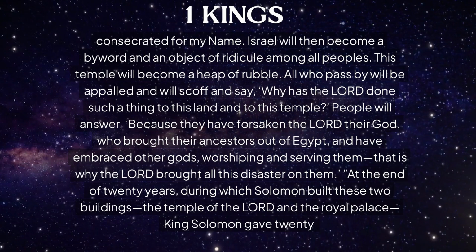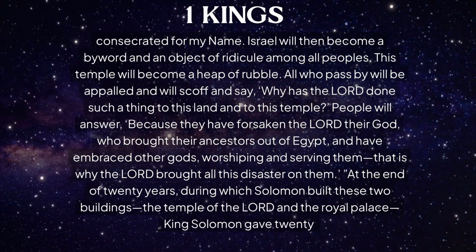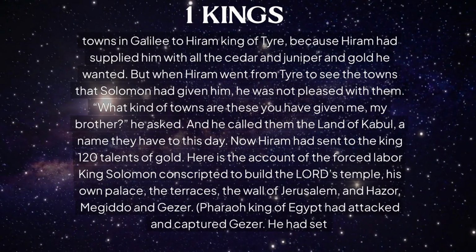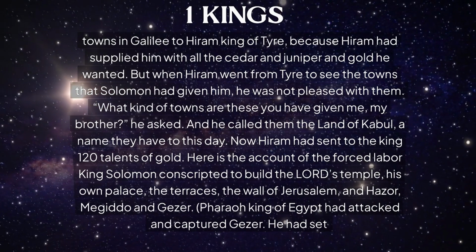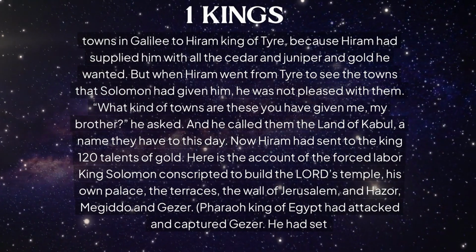At the end of 20 years, during which Solomon built these two buildings, the temple of the Lord and the royal palace, King Solomon gave 20 towns in Galilee to Hiram king of Tyre, because Hiram had supplied him with all the cedar and juniper and gold he wanted.